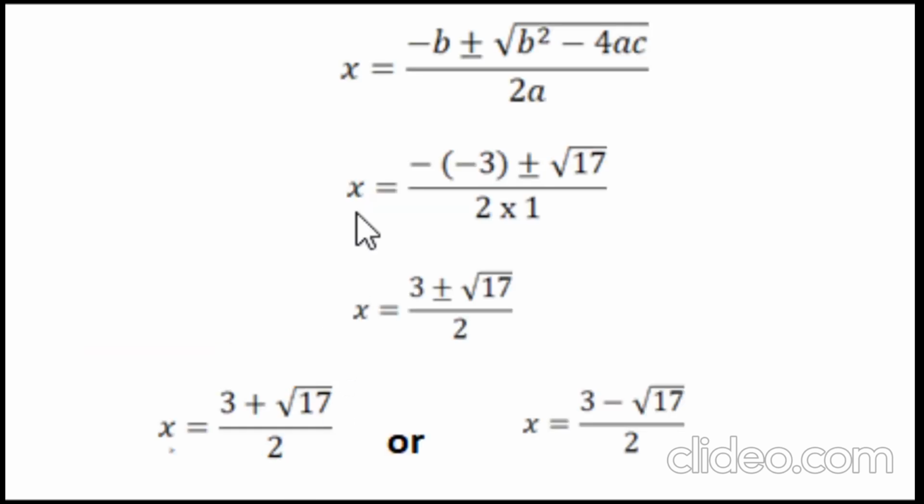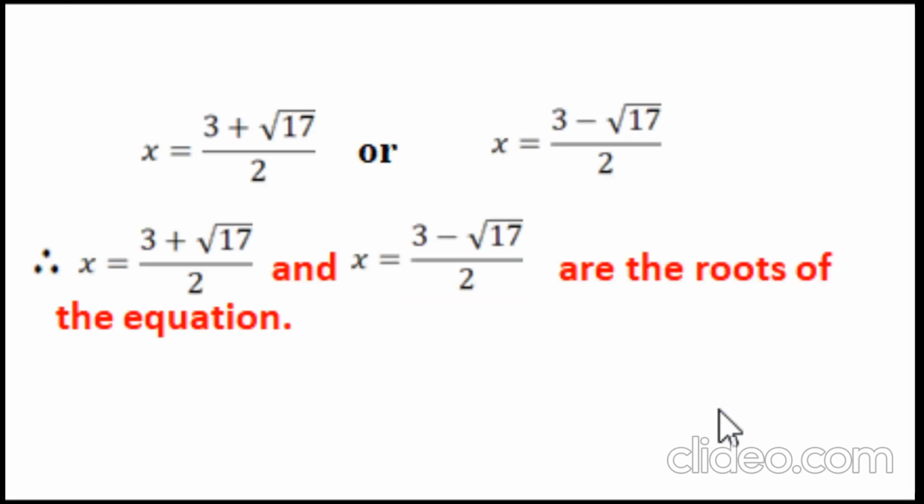Now use the formula. X is equal to minus b plus minus square root of b square minus 4ac upon 2a. So b is minus 3, b square minus 4ac is equal to 17, and 2 1s are 2. So this negative becomes positive. We get x is equal to 3 plus minus square root 17 upon 2. So x is equal to 3 plus root 17 upon 2, or x is equal to 3 minus root 17 upon 2. So these are the two roots of this equation.